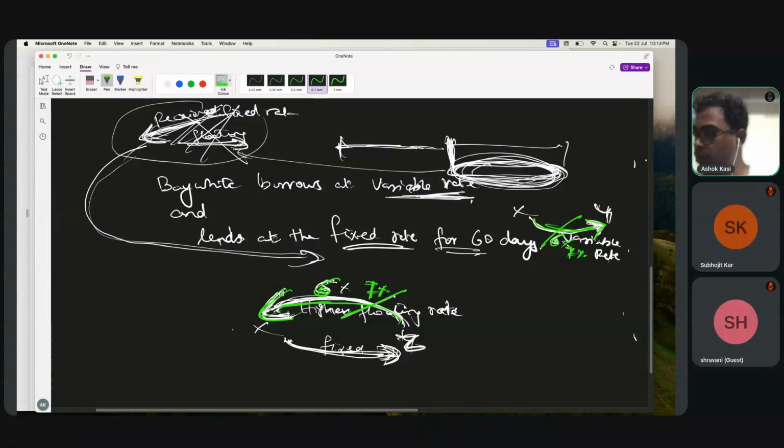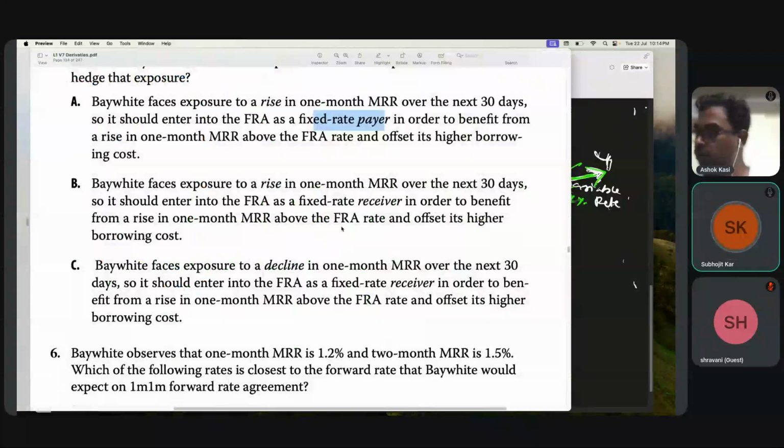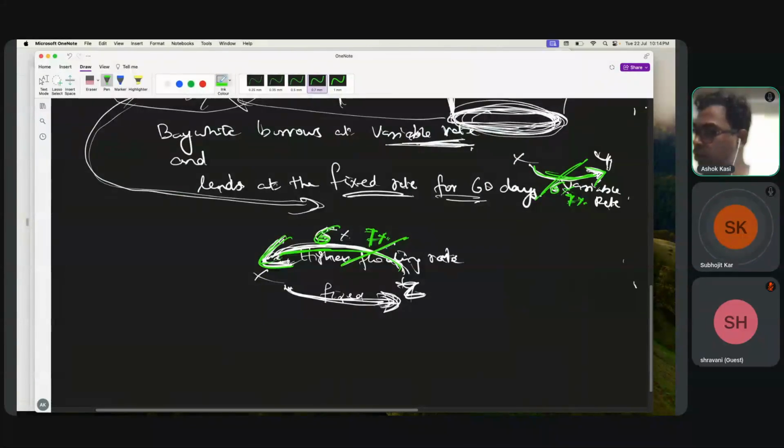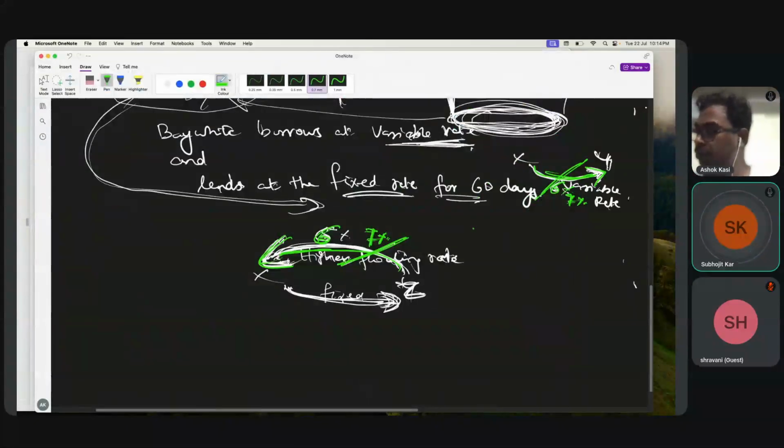Now suppose they are saying that they are offsetting it. So what they are paying should be less than what they are receiving, right? In order to benefit from the rise in 1 month MRR above the FRA rate and offset its higher borrowing cost. Offset is this one only. Let's say they are paying 6% fixed interest and they are receiving from their clients, let's say, 7 or 8% as a floating rate.